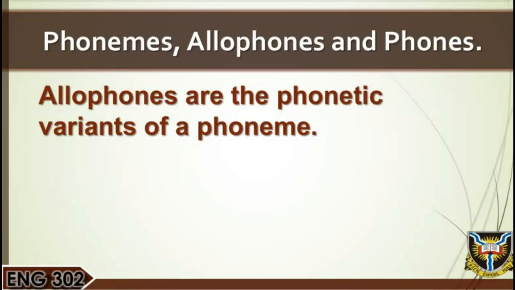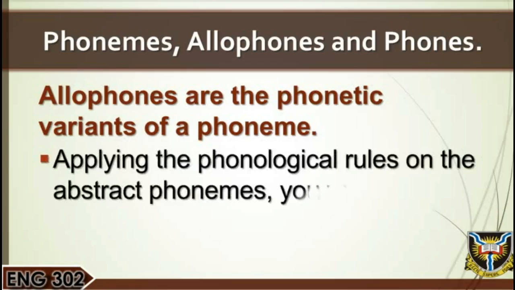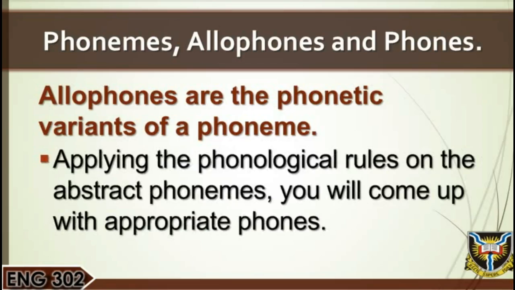We already know that phones are phonetic units of sounds with detailed production. They are called allophones when they are grouped together under a phoneme. So we say allophones of the same phoneme. [p̃], [pˡ], and [p̚] are allophones of the same phoneme. Appropriate phones of a language can only be produced when you know the phonological rules of that language. After applying those phonological rules on the abstract phonemes, you will come up with appropriate phones.